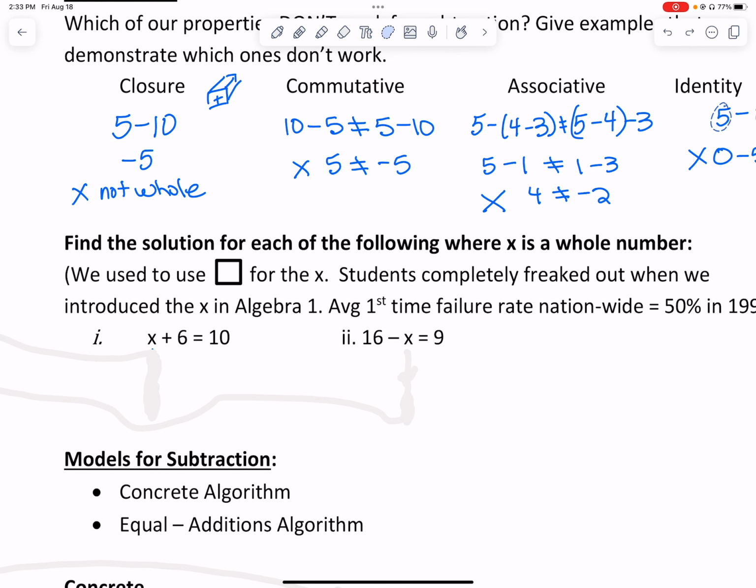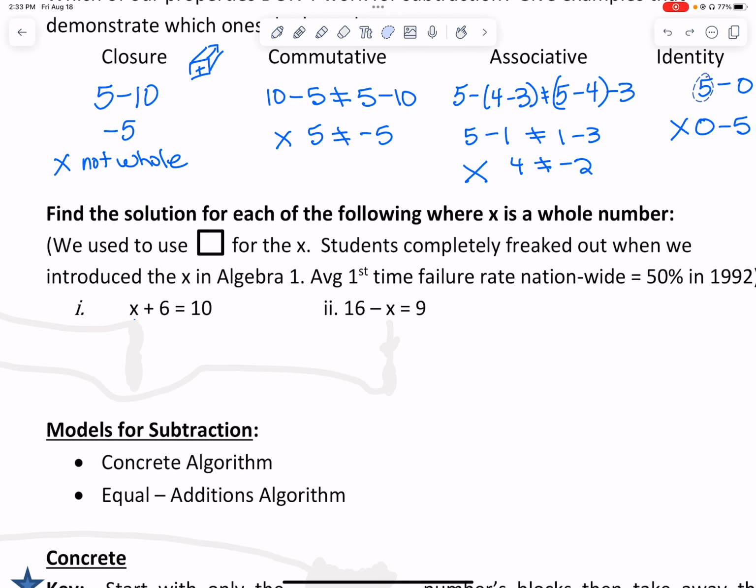Okay, so now we're going to plug in some X's. Instead of using the box, now we're going to put in an actual variable. We're going to stick our X in.